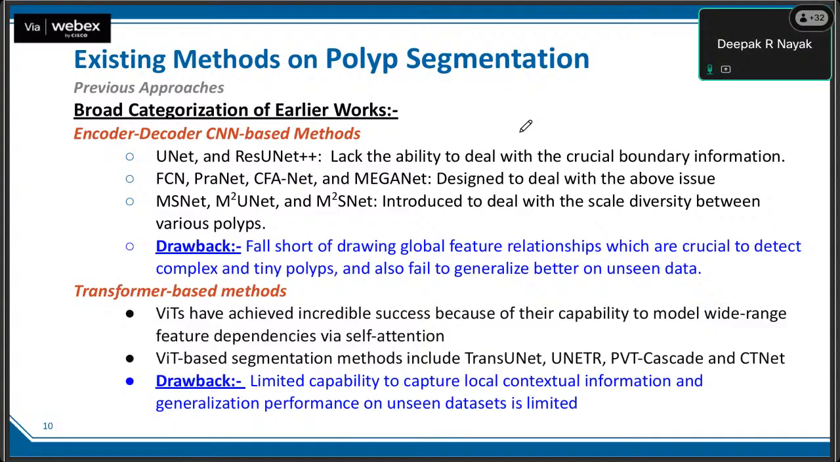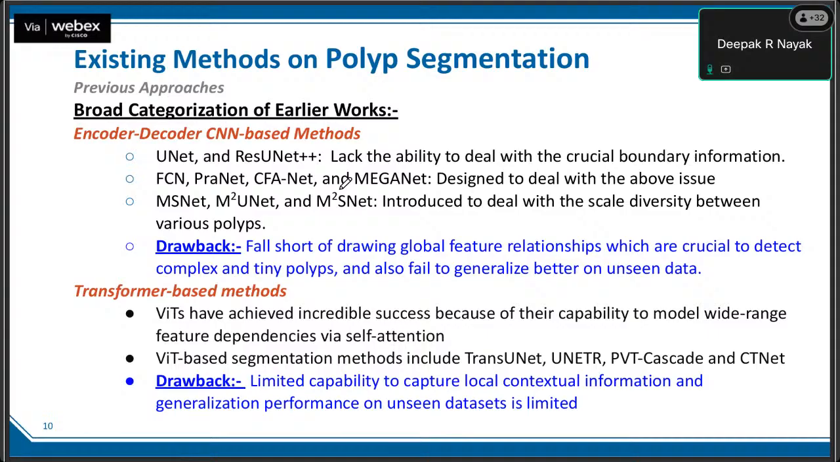literature. It all started with the U-Net architecture and the ResUNet++ architectures and all, where you will find the U-Net and its variants have been initially applied to segment the polyps. But what it is missing is that this kind of architectures have limited ability to deal with the boundary information, which is very, very important. So people have tried to come up with some approaches like PraNet and all. These are all CNN-based approaches which can be used to deal with the boundary information.